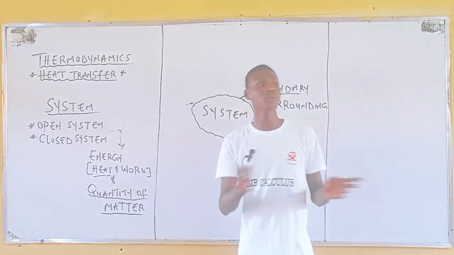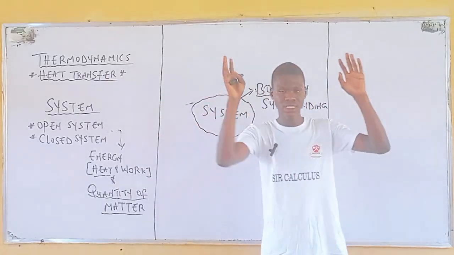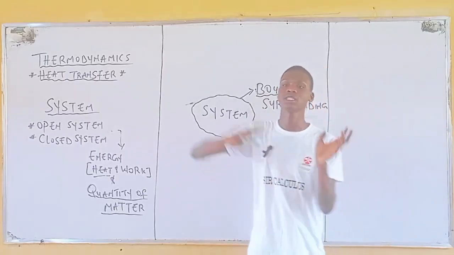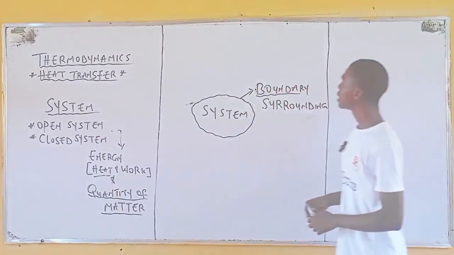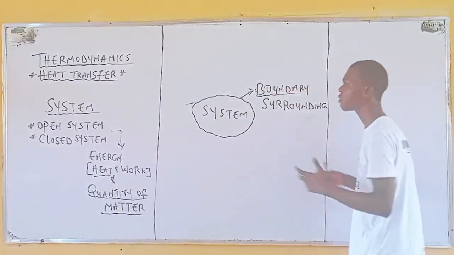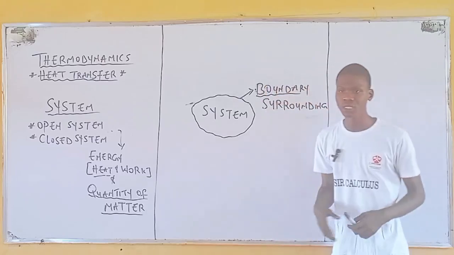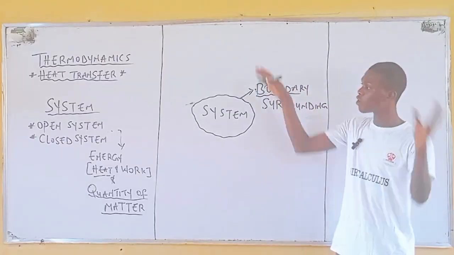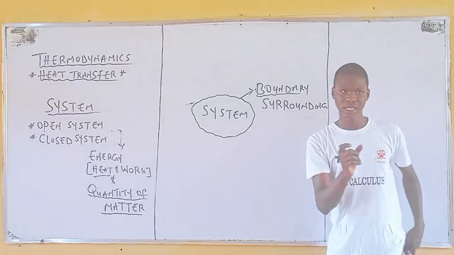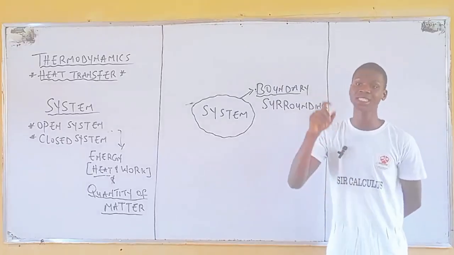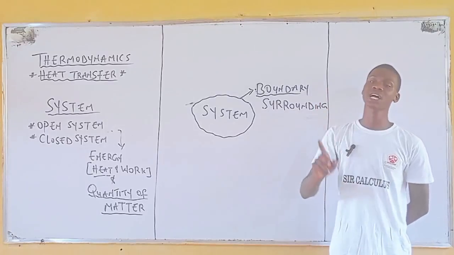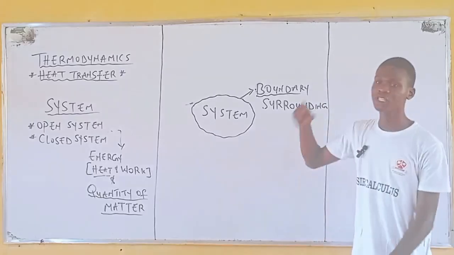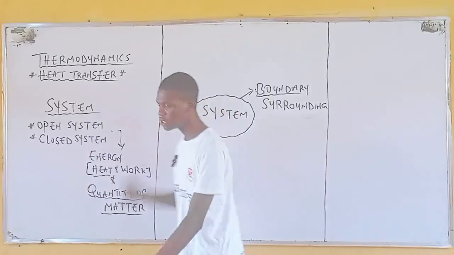So in thermodynamics, we said that we are going to treat heat separately, meaning heat as a subtopic, and work as a subtopic on its own. So heat is a transient form of energy that can be found between the boundary of the system and its surroundings. Are you getting me? The essence of all this explanation is that we want to understand that heat is a transient form of energy that can be found between the boundary of the system and its surroundings, right?